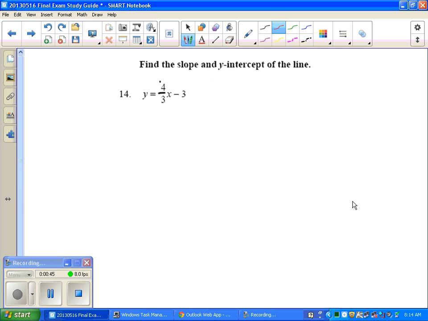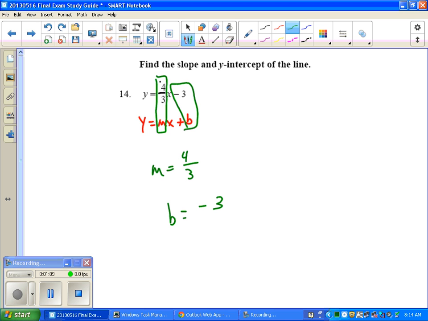14 says find the slope and y-intercept. Luckily, this is already in y equals mx plus b form. So your m, the thing that's multiplying by the x, is 4/3. So your slope, m is always slope, is 4/3. Your b value, you can't forget the fact that it's negative. B value, or your y-intercept, is -3. I'm sure on the test, it's going to give you an m value of 4/3 and a b value, I promise you, will be just 3 written. That's incorrect. -3.